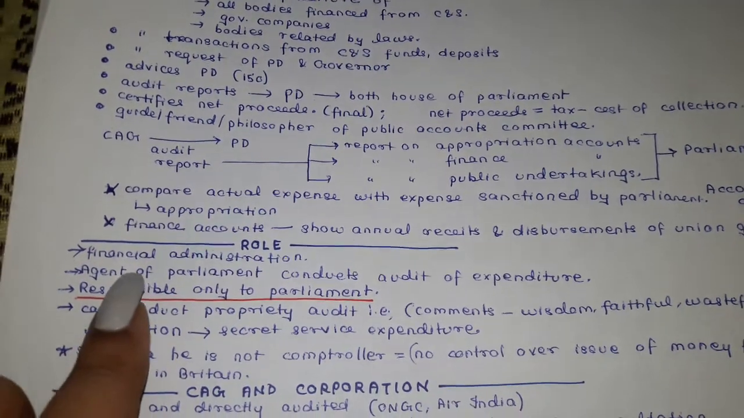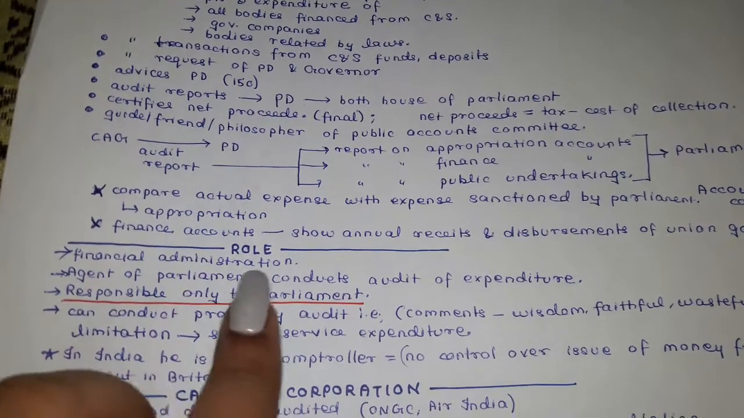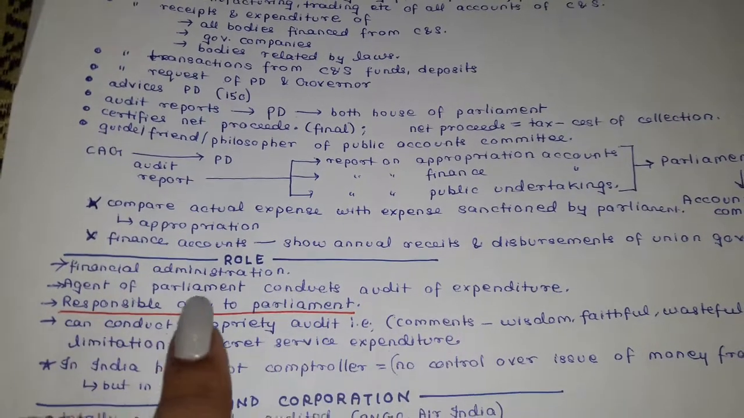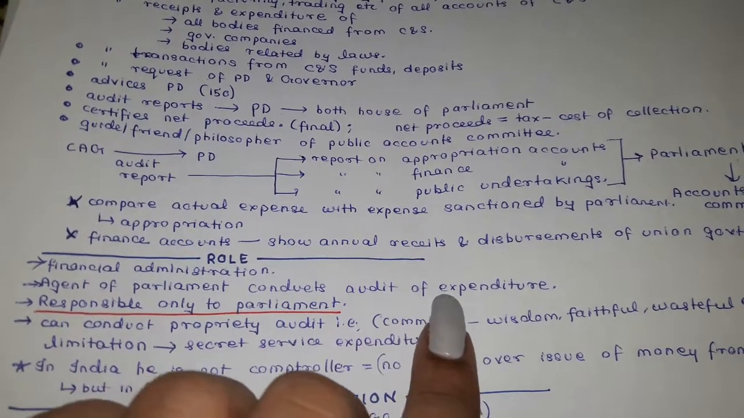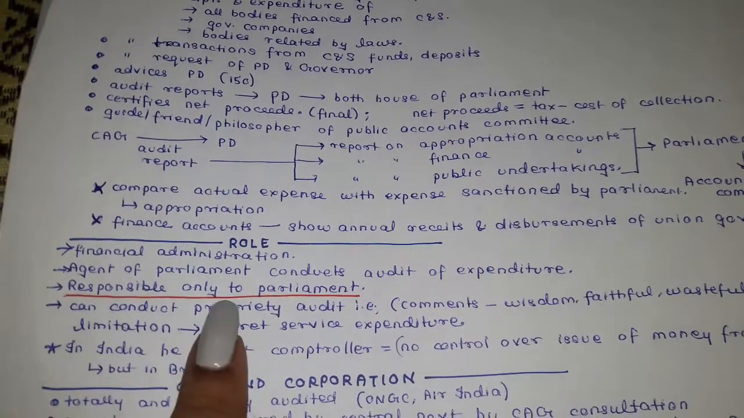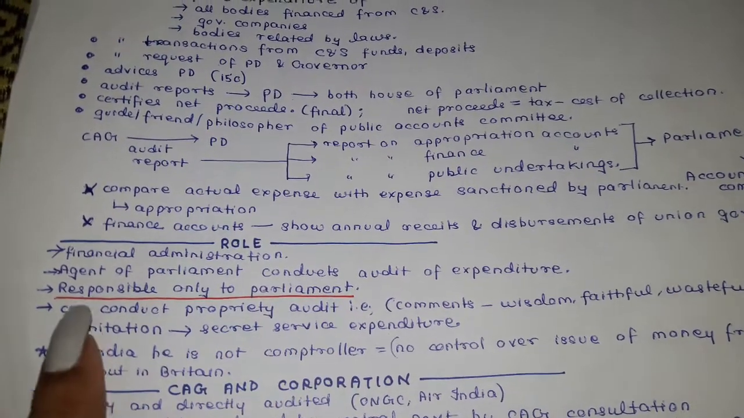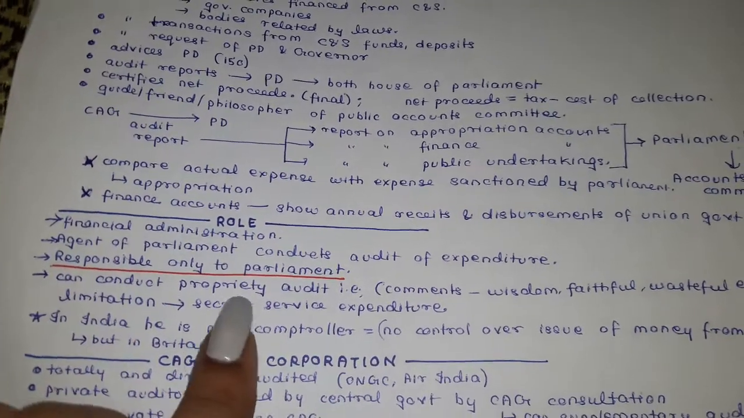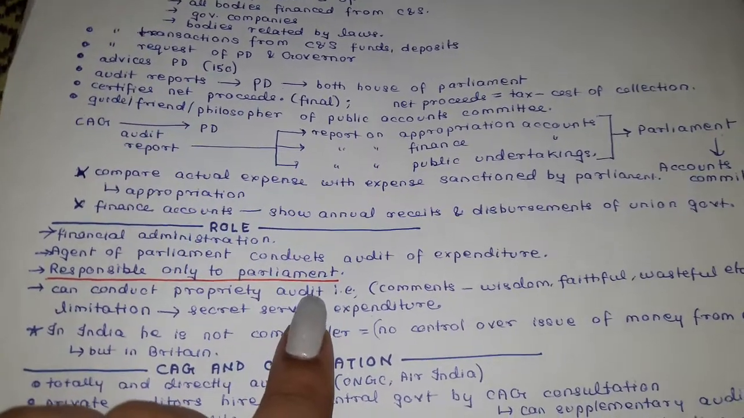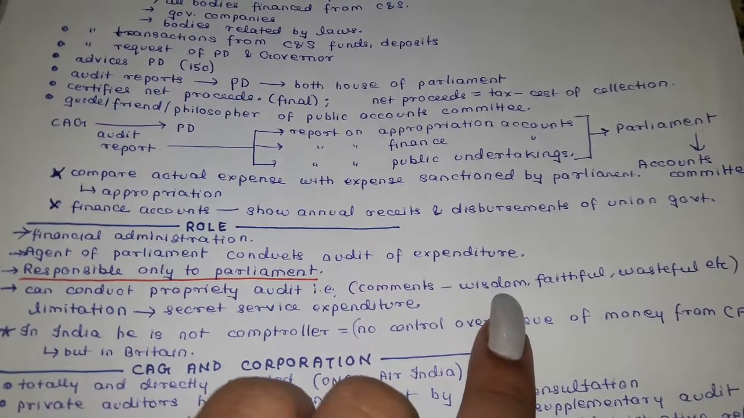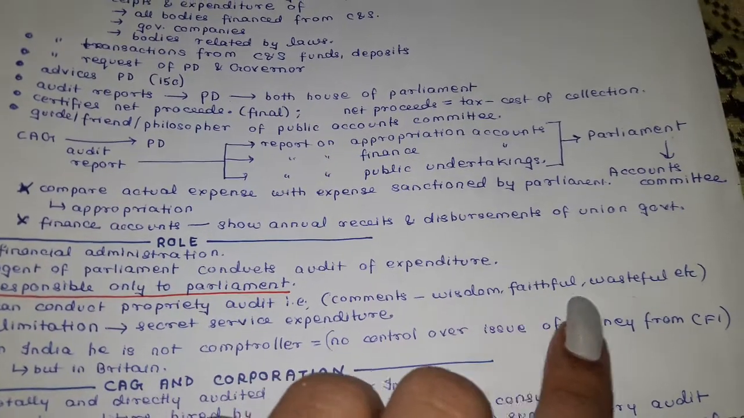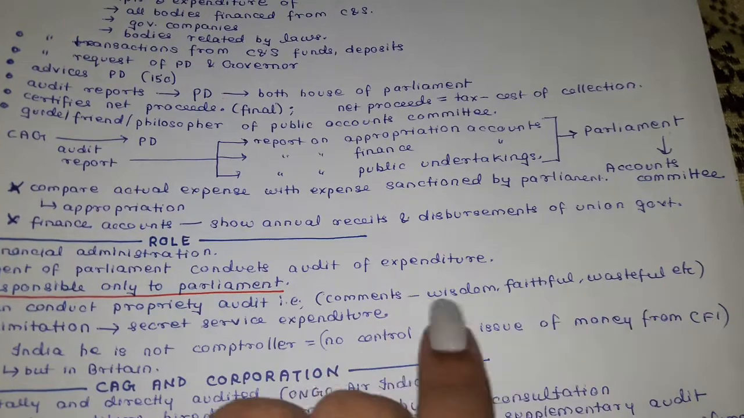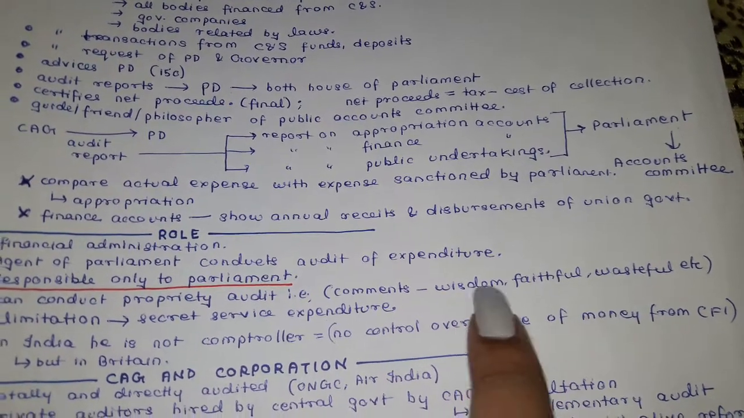Let's talk about role. He has financial administration role. Agent of Parliament, conducts all audit of expenditure, responsible only to Parliament. Okay, keep in mind he is responsible only to Parliament. Can conduct a propriety audit. Okay, he can tell whether the expenditure was wise or faithful or it was waste of money, something like that. He can comment on the expenses made by the central government or state government.